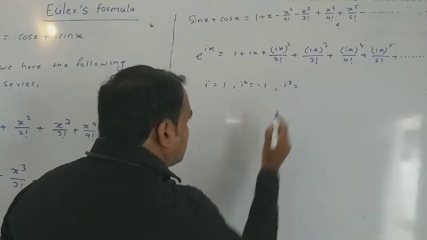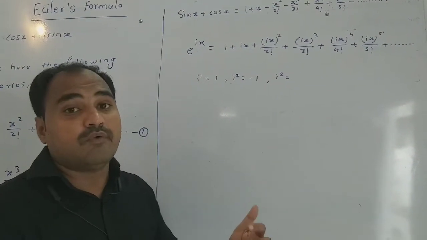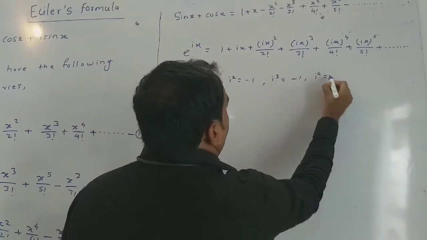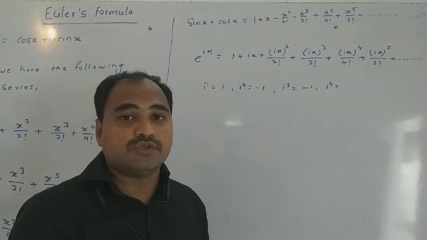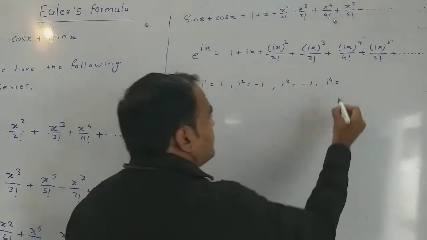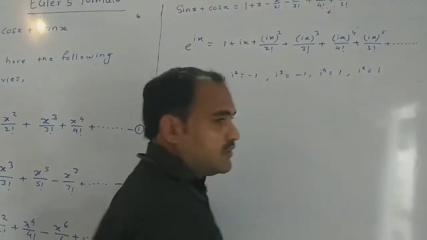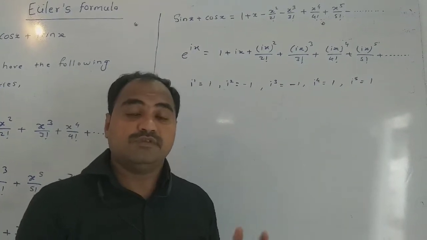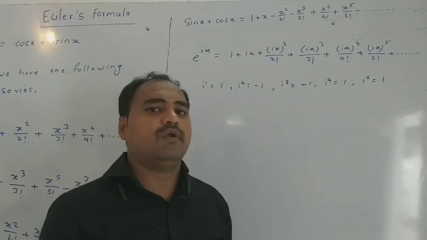For i cube, it is i square multiplied by i, which means minus 1 multiplied by i, which is minus i. And i to the power 4 is i square multiplied by i square, which means minus 1 multiplied by minus 1, which is 1. Now i to the power 5 is also i, because it is i square multiplied by i square multiplied by i, so minus 1 multiplied by minus 1 multiplied by i, which is i.